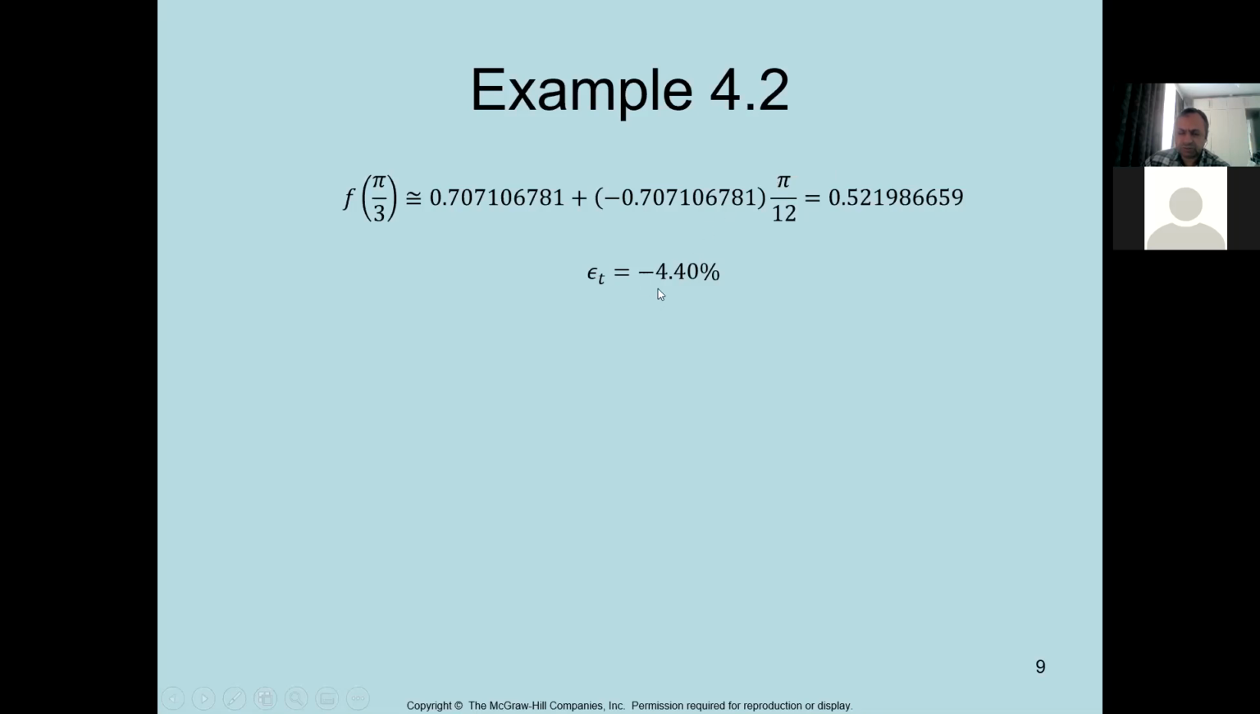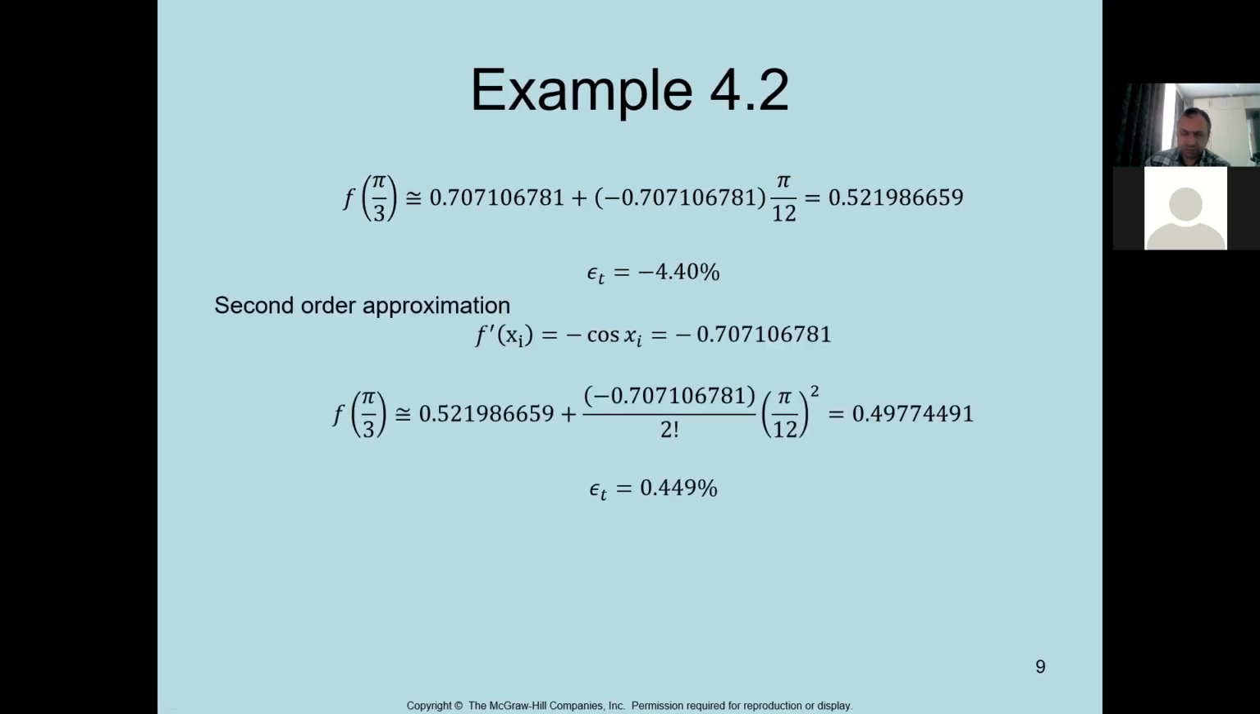Then by the same formula as before for the percentage relative error, you can see that the percentage relative error decreases to minus 4.4%. So in this case, you can see that the value is converging very quickly towards the true value. Now, very quickly, the second order approximation: f prime of x is equal to minus cosine of x, which is minus 0.707, because for the second order approximation, we need the second derivative.